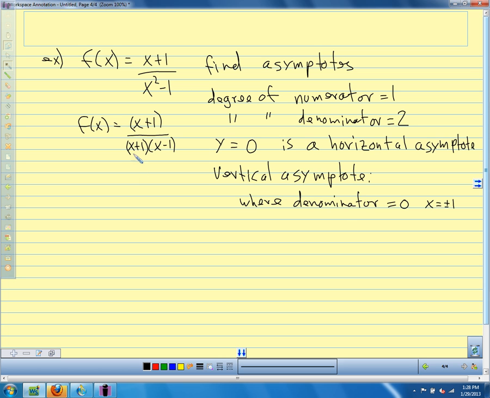But what happens here when x equals minus 1? The numerator and denominator are 0 at the same time. Because we could cancel out this factor of x plus 1, we have a hole when x equals minus 1. I have this factor of x plus 1 in the numerator and denominator, so I could cancel those out, and those both would be 0 when x equals minus 1. So our vertical asymptote is x equals 1.